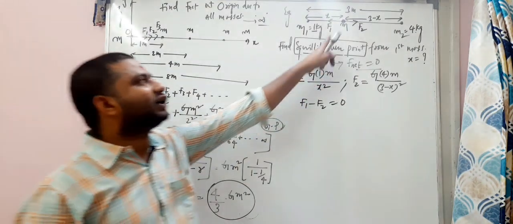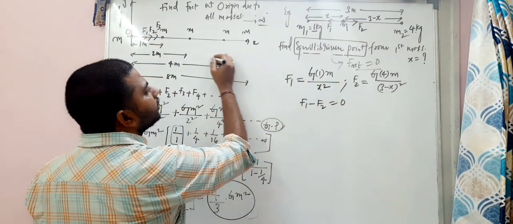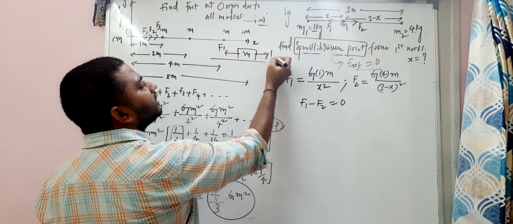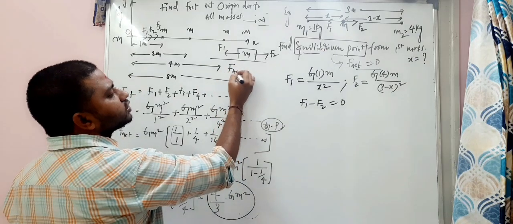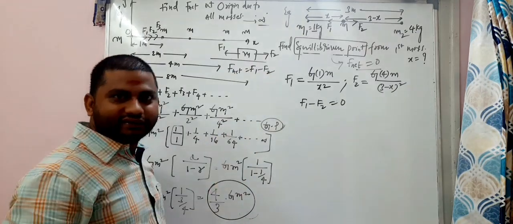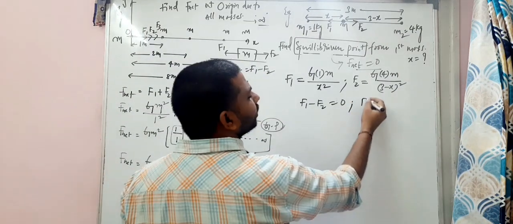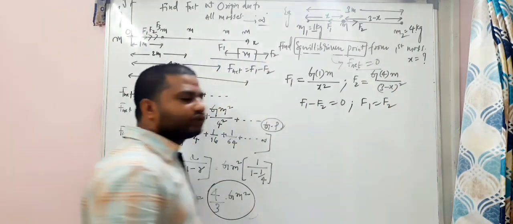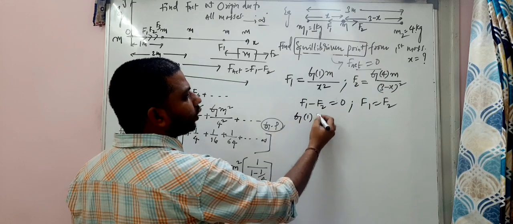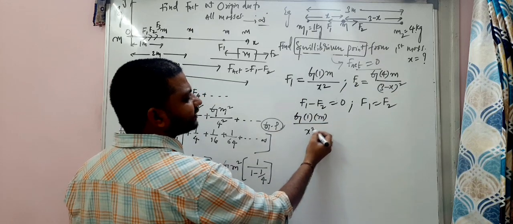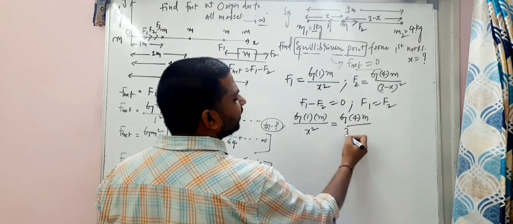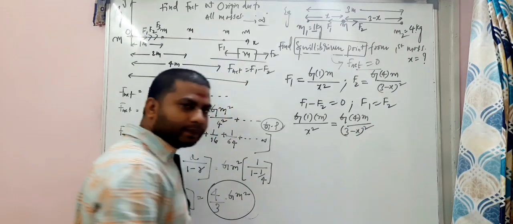Understand? Same concept, for example, one mass is taken here, one force F1 is acting in this direction, another force F2 is acting in this direction. So net force is F1 minus F2, and that is becoming 0. So F1 minus F2 is equal to 0, and F1 is equal to F2. So let's substitute F1 equal to F2 here. So G into 1 into small m divided by x square is equal to G into 4 into small m divided by 3 minus x whole square.